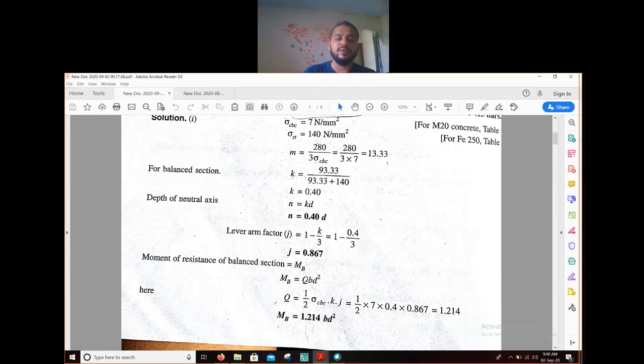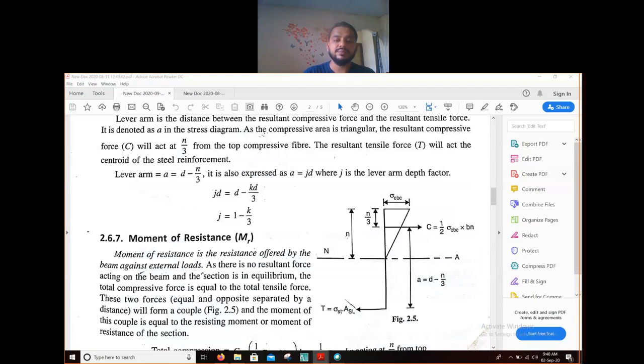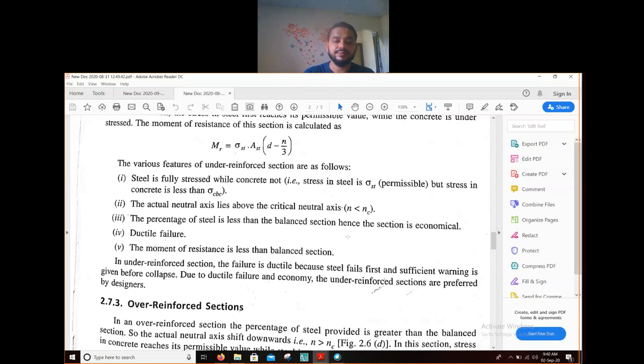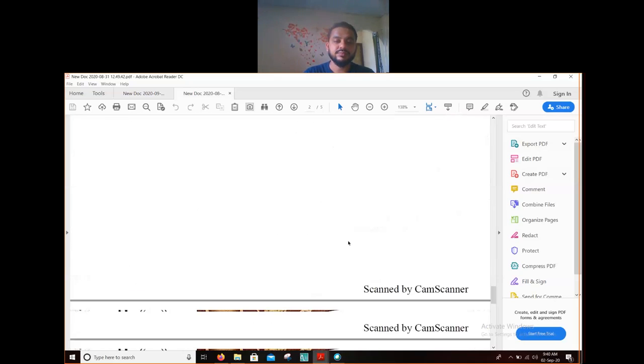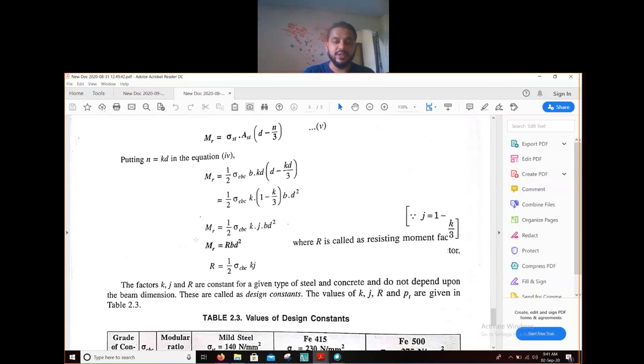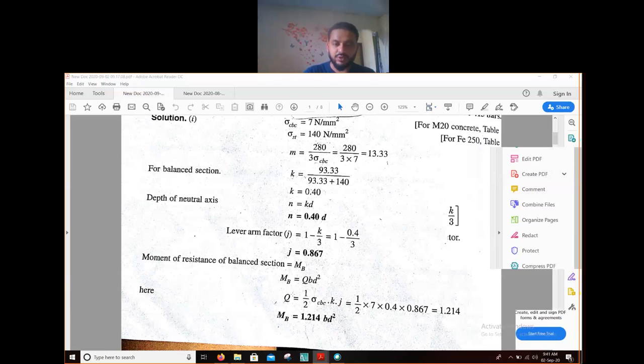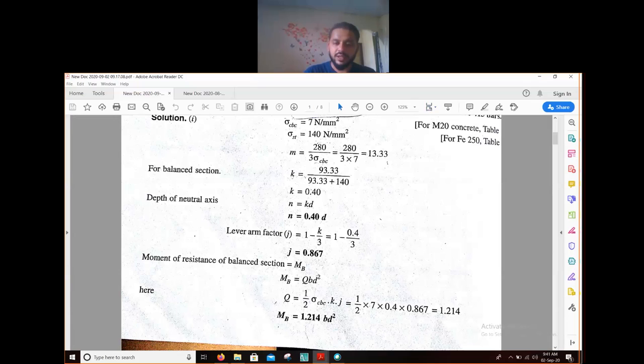And the value of R was half sigma CBC K into J. I showed you in the last class. This one, RBD square. RBD square or QBD square, it's the same. So R value is half sigma CBC K into J. So we have all the values. Just put the values here. You will get 1.214 BD square.